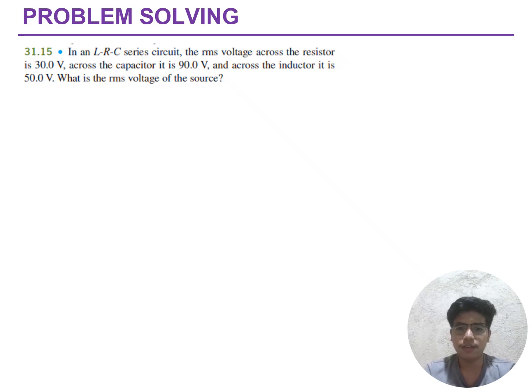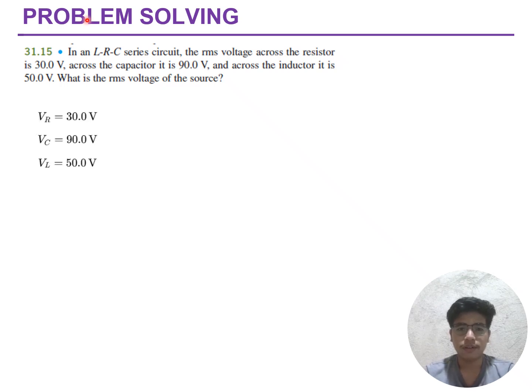So let us first know that in an LRC series circuit, the voltages across the resistor, inductor, and capacitor are not added directly because they are out of phase with each other. Voltage across the resistor is in phase with current. Voltage across the inductor leads the current by 90 degrees. Voltage across the capacitor lags the current by 90 degrees. Because of this, we must use phasor vector addition, not simple arithmetic addition.